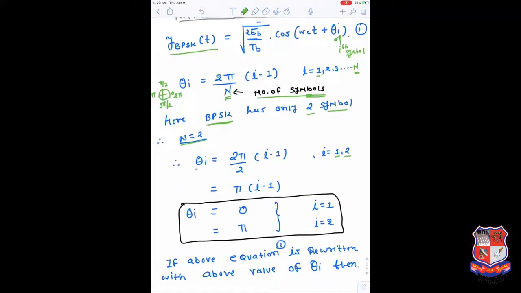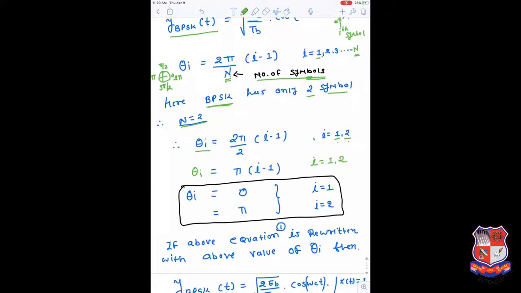So theta I can have two values. The first value of theta I is where I is equal to 1, so that is known as theta 1. And the second value of theta I, when I is equal to 2, could be considered as theta 2. So this 2 will be cancelled. The final equation remaining with us is theta I is simply pi multiplied with I minus 1, where I is an integer which can take only two values in binary phase shift keying. Either it may be 1 or 2.